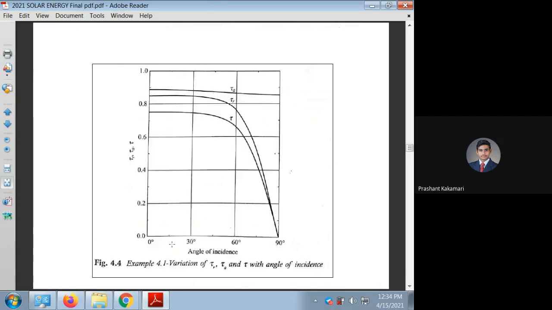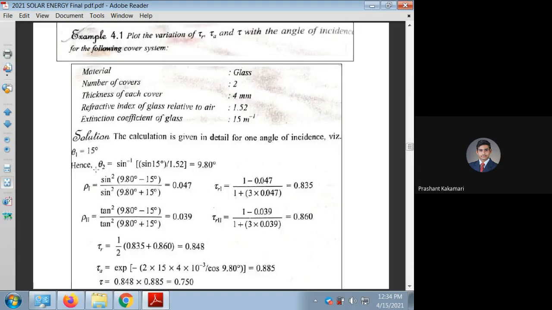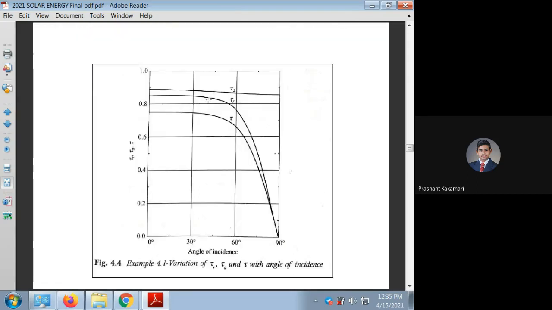Now once you plot this graph, see here, for incidence angle 15 degrees. So I think this is the 15 degrees, between 0 degree and 30 degree. I can assume this is the 15 degrees incidence angle. For that, see here, at the top tau alpha is shown, in between tau r is shown, and at the bottom tau is shown. So what is the value for 15 degrees? For 15 degrees, tau is 0.750. That is shown here. Tau value is 0.750, here between 0.6 and 0.8, almost 0.75.